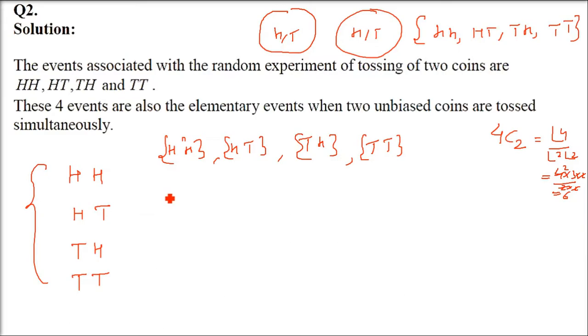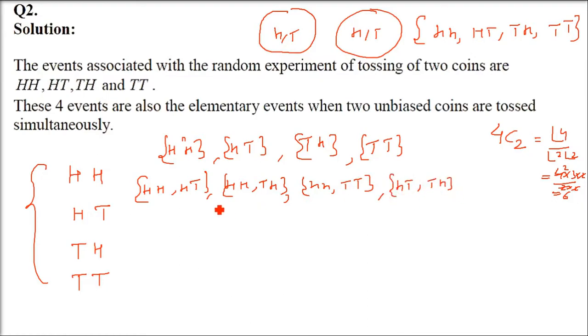How will it be? See, 6 will be HH and HT, then HH and TH. So, you have to take 2 at a time, as I said, 4C2, so 6 combinations. So, you have to see all the 6 possibilities where 2 of them are taken. HH, TH, then HH, TT, then HT, TH, then 2 more of them. So, HT, TT and TH, TT. Right. So, now we have taken 2 at a time.